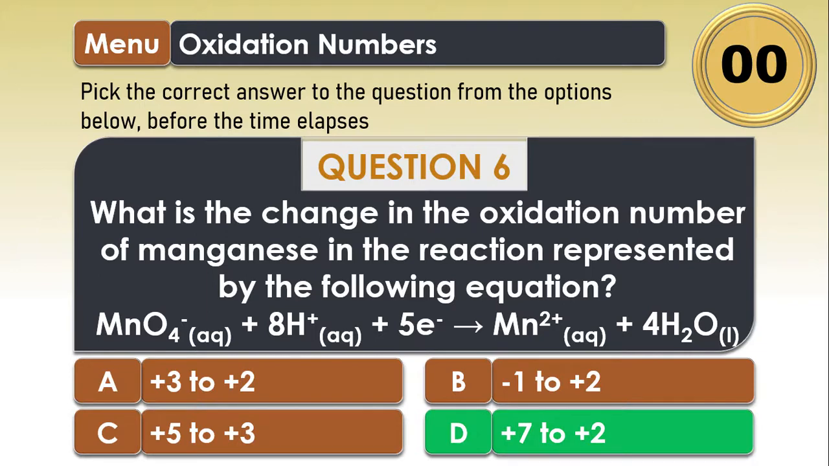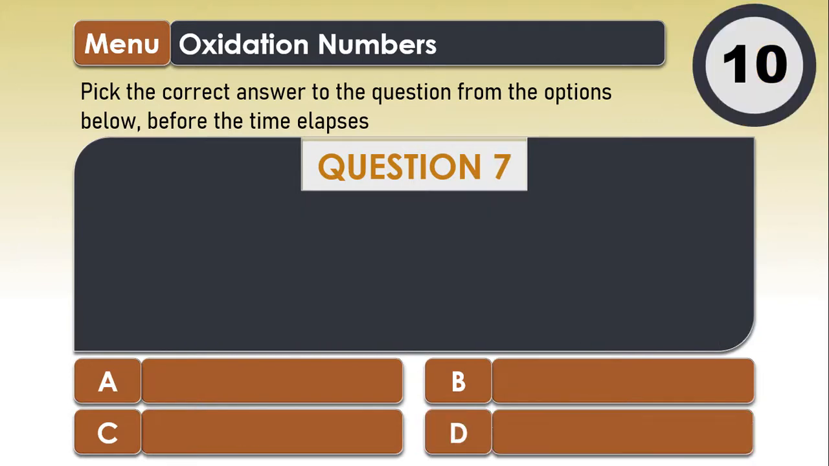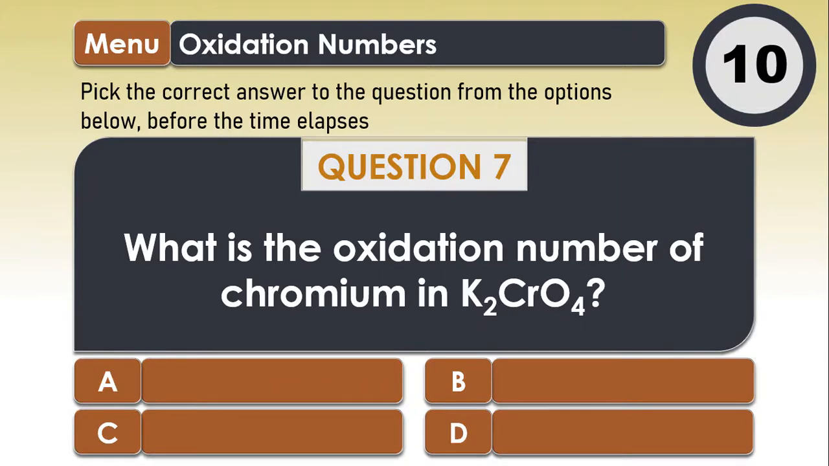The answer is what? D. Plus 7 to plus 2. Question 7. What is the oxidation number of chromium in K2CrO4? A. Plus 1, B. Plus 2, C. Plus 4, and D. Plus 6.